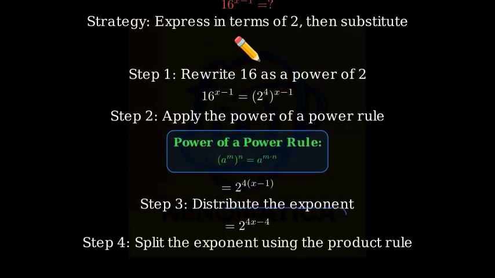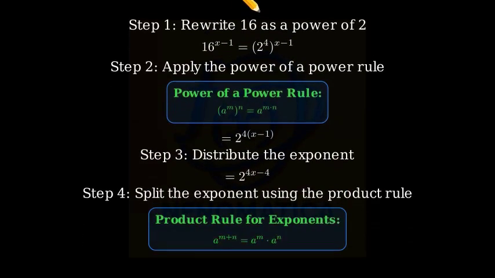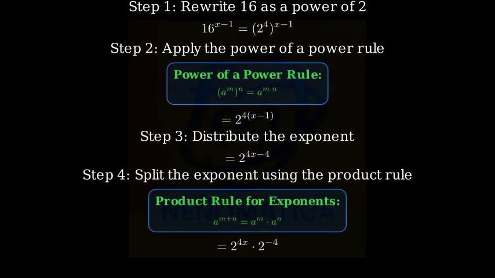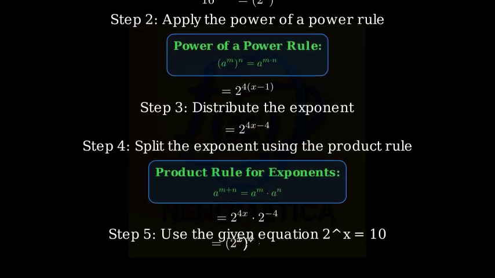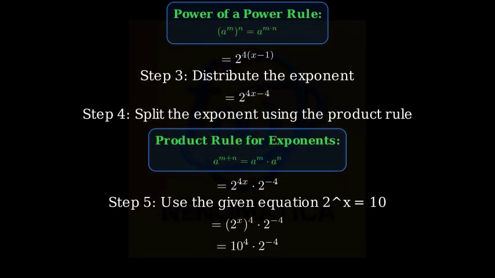Using another exponent rule, we can split this into a product. We get 2 to the power of 4x times 2 to the power of negative 4. Step 5. Now, let's recognize that 2 to the power of 4x can be rewritten. Since 2 to the power of x equals 10, 2 to the power of 4x equals 10 to the fourth power.